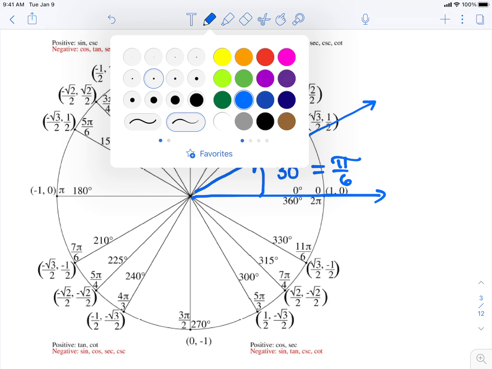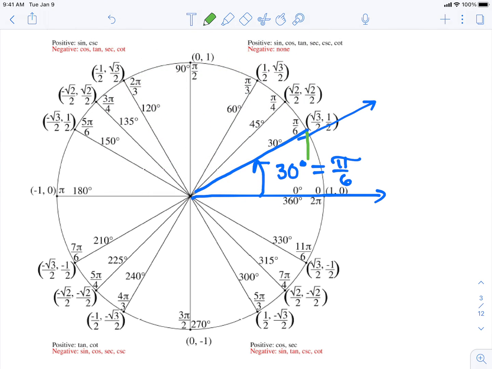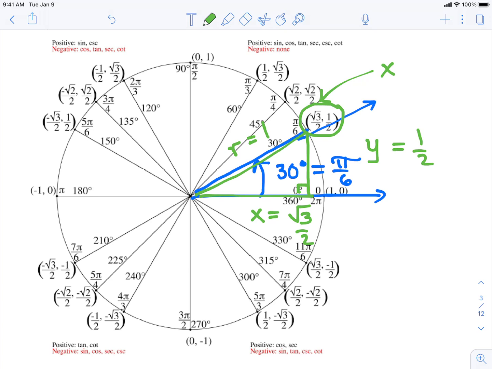If you were to drop a right triangle down, so here would be a right triangle now in the green, this is your x distance, this would be your y distance, and then this is your radius. And your radius throughout the unit circle is 1 unit. This ordered pair you're going to become familiar with. This is your x distance, square root of 3 over 2. This is your y distance of 1/2 up.